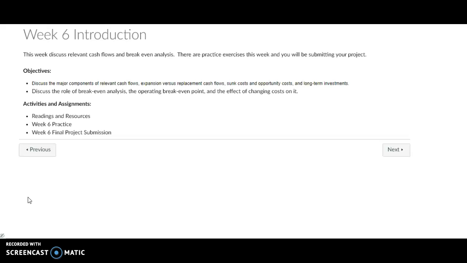Otherwise, we will also be having a Zoom session for week 6 to touch base before the project is due, and also to talk about the final exam.